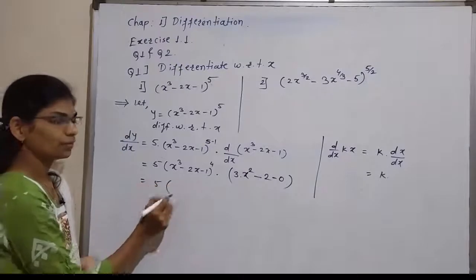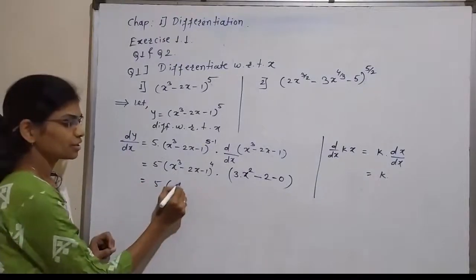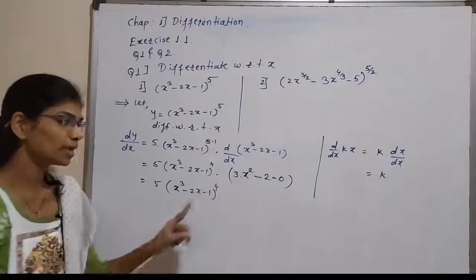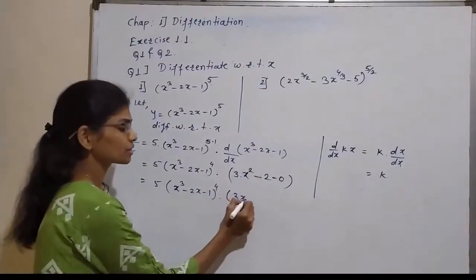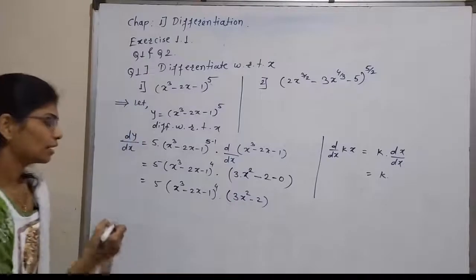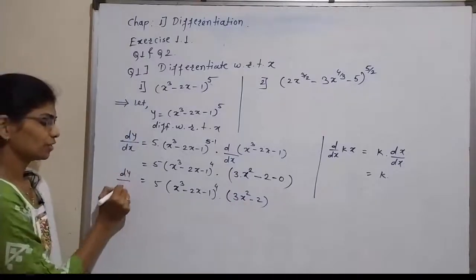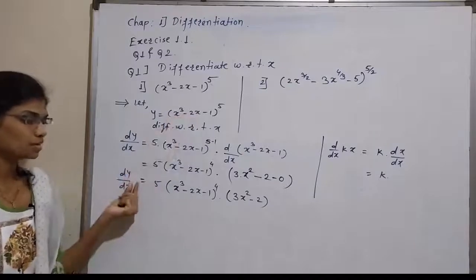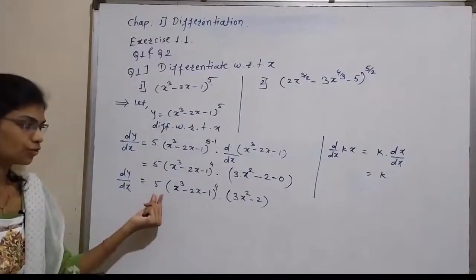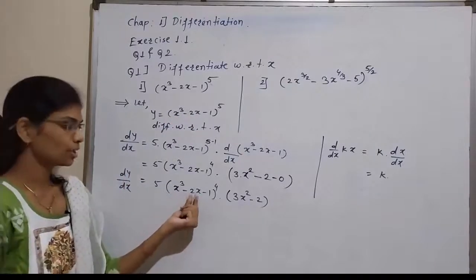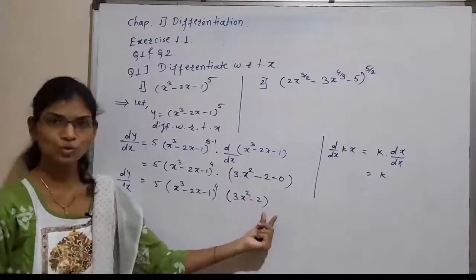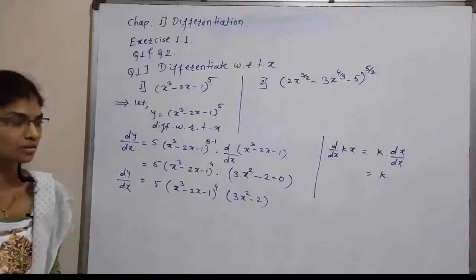Next, 5 into (x cube minus 2x minus 1) raised to 4 multiply by, in a second bracket, 3x square minus 2, and that is the derivative of y with respect to x. It means the derivative of the given function, dy by dx, is equal to 5 (x cube minus 2x minus 1) raised to 4 multiply by (3x square minus 2). That is its final answer.